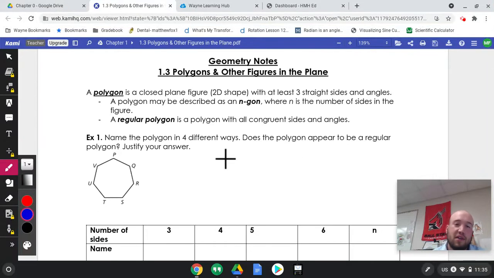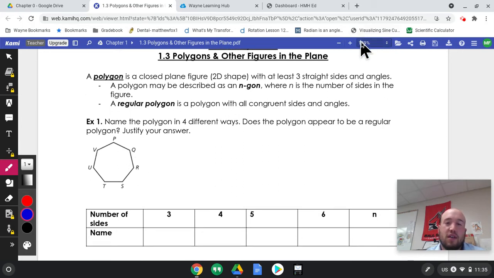So a polygon is going to be a closed plane figure, so a 2D shape. It just means it's flat on your paper, kind of like this. At least three straight sides and angles. Now, it doesn't have to be just three-sided, but the key thing is they have to be straight, and it has to be, right here, a closed figure, okay?